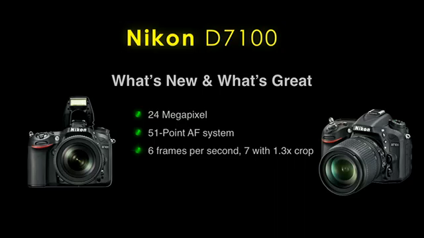They've increased the frames per second. You can do 6 frames per second. And if you put the camera in a special 1.3 crop mode that we'll talk about, you can squeeze 7 frames per second out of it, albeit at a cost to the megapixels. It is also dust and water resistant, the same as the D600, D800 series cameras. And so while it's not quite submersible, it is pretty resistant to dust and rain.